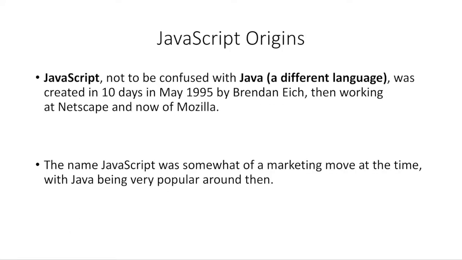The origins of JavaScript, which by the way, don't confuse this with Java. Java is a different language which has really nothing to do with JavaScript. But JavaScript itself was created in 1995, so it's a fairly recent language. It was created by someone who was working at Netscape named Brendan Eich, and Netscape then became Mozilla. The name JavaScript was somewhat of a marketing move at the time because Java was a very popular language and they wanted people to adopt JavaScript, so they were trying to ride the wave of Java, which is why the names are fairly similar even though the languages have nothing to do with each other.